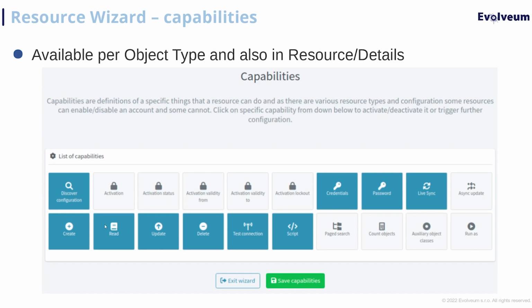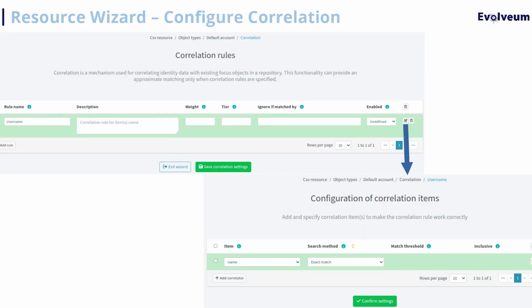Another addition is the capabilities editor. Previously these tiles were there on the resource details, but they were actually not clickable. Now you can click on them and change the capabilities from the user interface. And finally, as a segue to another topic, which will be the topic of correlation, one of those mini wizards allows you to configure correlation.